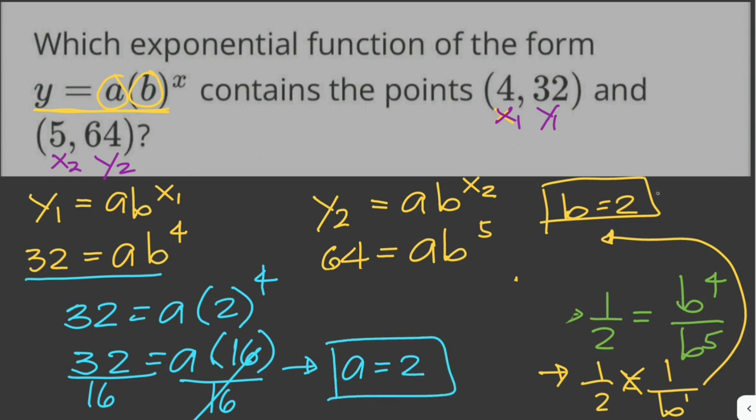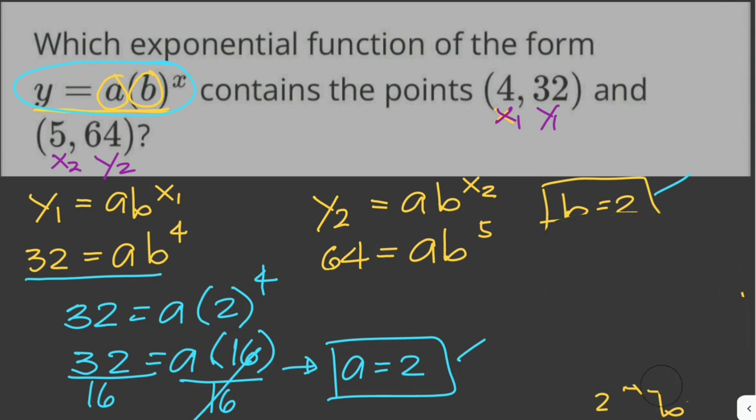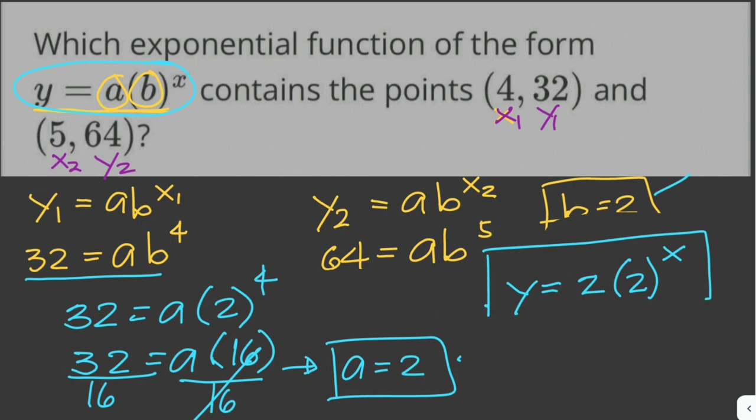Okay, now we have the values for a and b. We can plug all these values into the exponential function in this form. We can form the exponential equation or function. So our equation would be y equals 2 times 2 to the x. So this is our exponential function in the form y equals a b to the x.